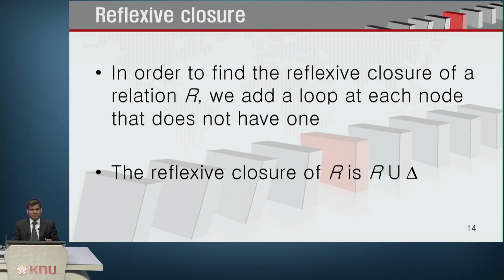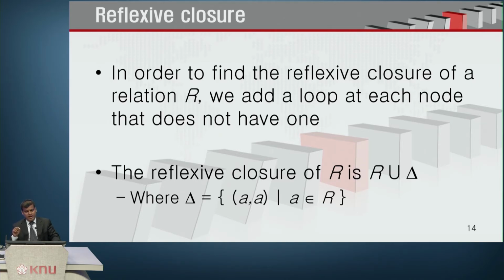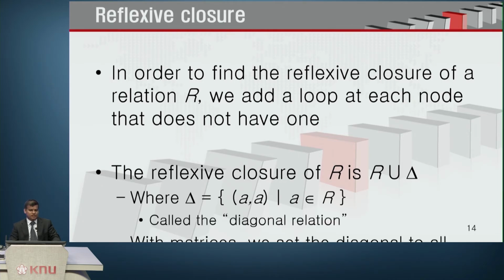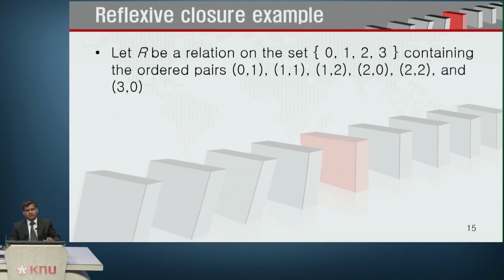So the reflexive closure of R is R union delta, where delta is the set of pairs (a, a) such that a is an element of R. Let's call it the diagonal relation. With a matrix we get the diagonal of all ones. Let's say R is a relation on the set {0, 1, 2, 3} containing the ordered pairs (0, 1), (1, 1), (1, 2), (2, 0), (2, 2) and (3, 0).